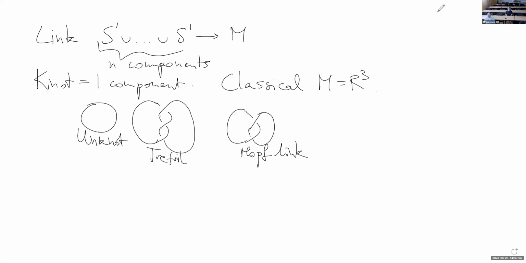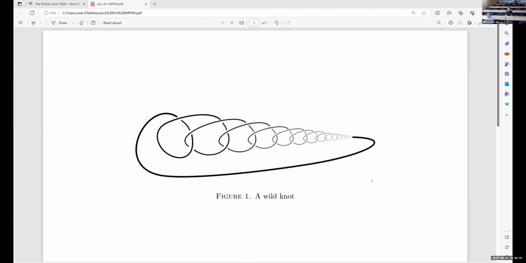And so in order to represent links by their diagrams like this, we need to exclude wild knots and wild links. Now I am showing you something that Adam prepared. So I share screen and voila. That's a wild link, a wild knot in particular. You can see that it has infinitely many crossings, and here you have some accumulation point. Okay, let's go back to the talk.